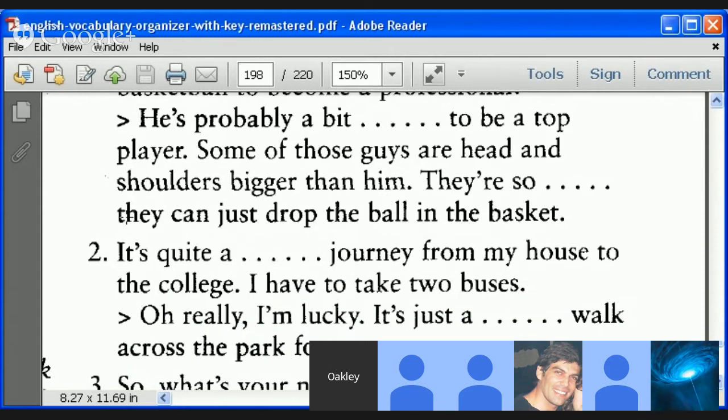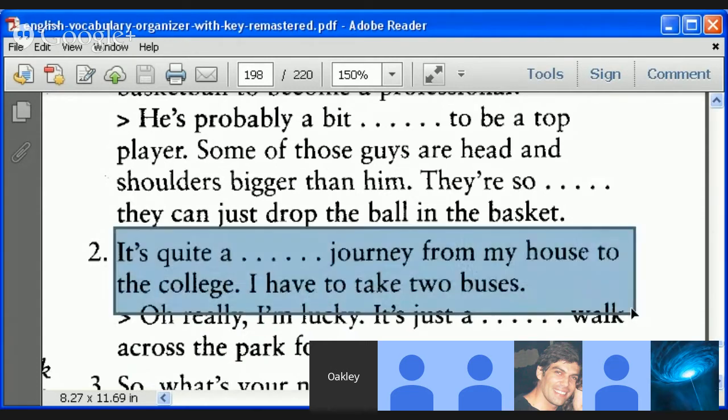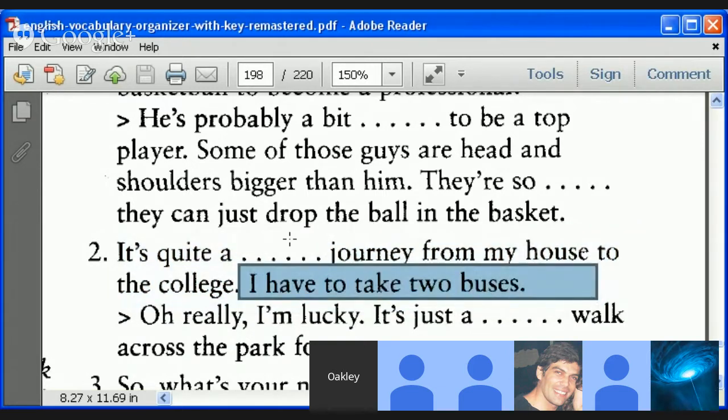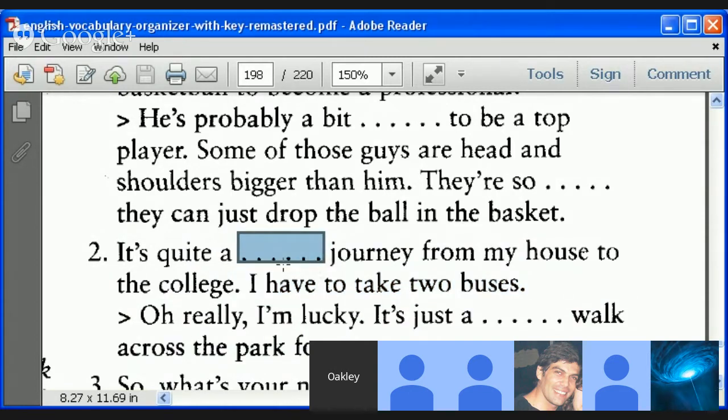Okay, so which one belongs where, Leo? It's a something journey from my house to the college. I have to take 2 buses. Okay. It's far. Well, a far journey. That's true. Okay, it's a long journey from my house to the college. It's just a short walk for me.